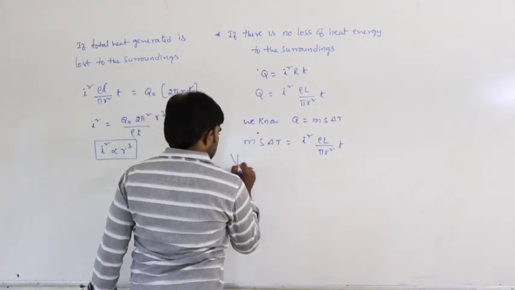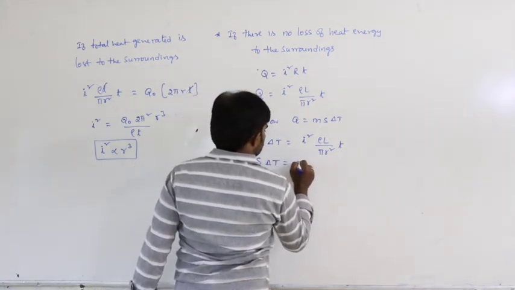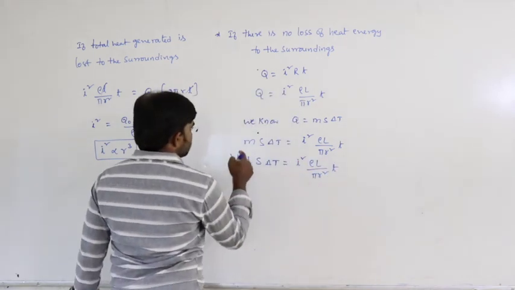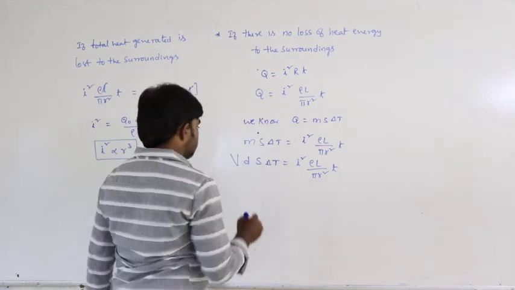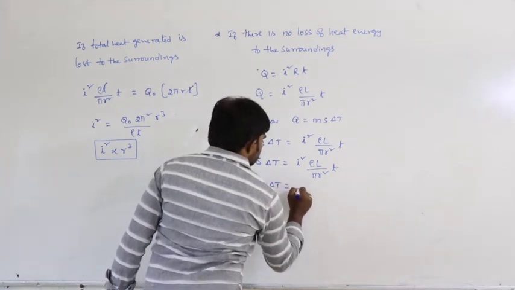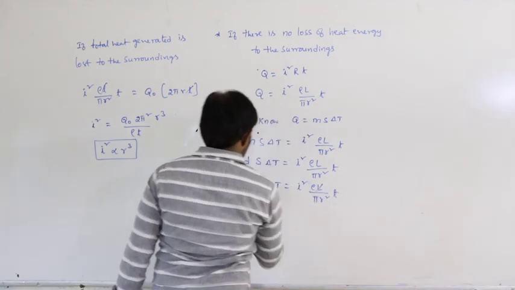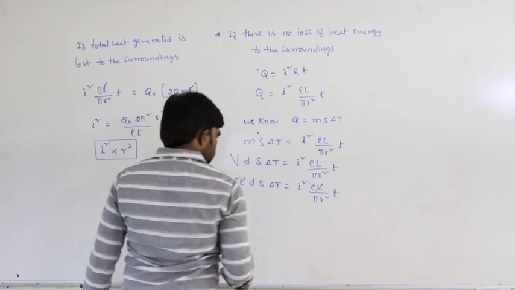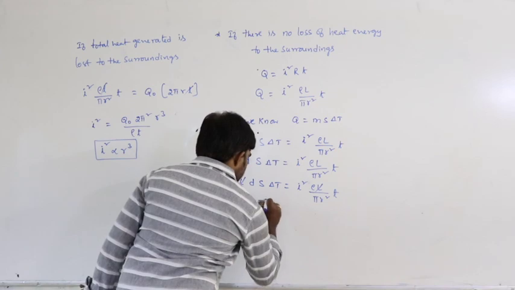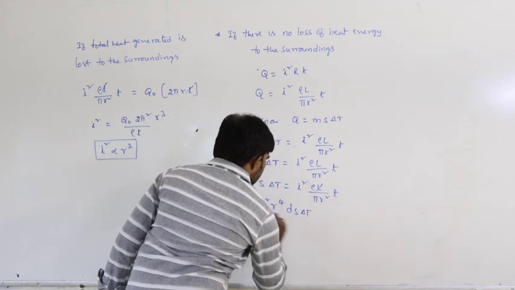Mass is volume into density, with density denoted by D. What is the shape of the fuse wire? Cylindrical, so the volume is pi r square L. So pi r square L D s delta T is equal to I square rho L by pi r square into T. L gets cancelled. From this, T is equal to pi square r power 4 D s delta T by I square.